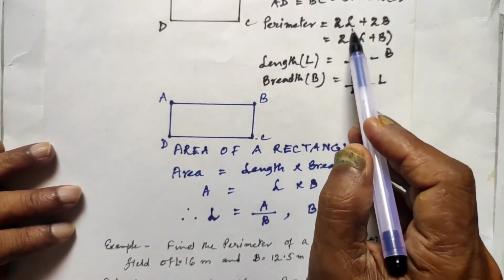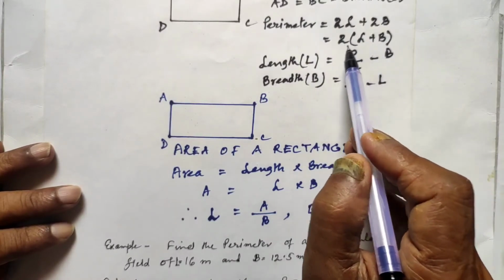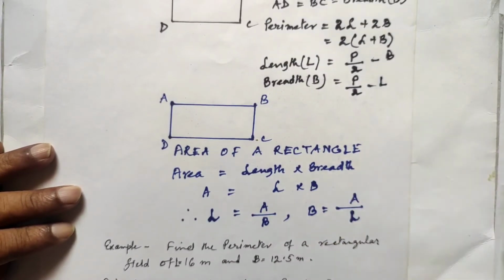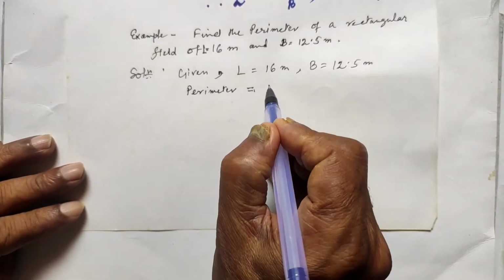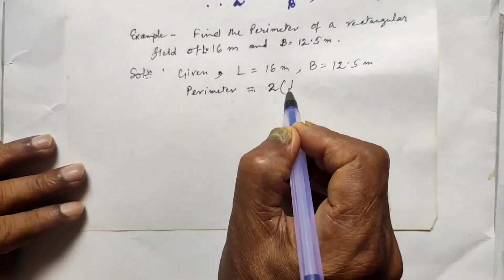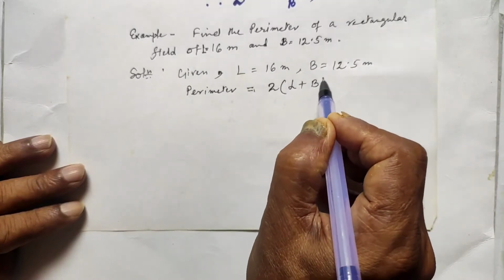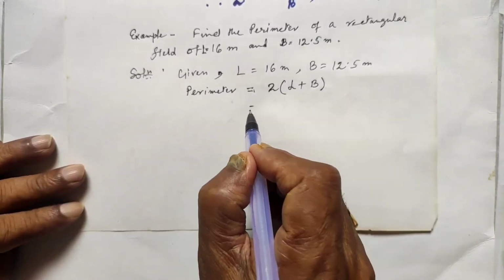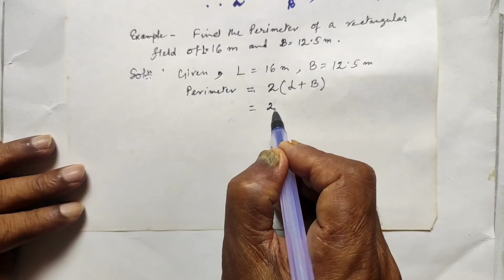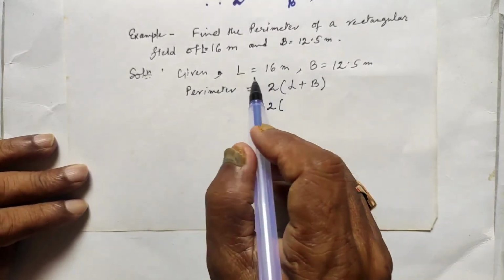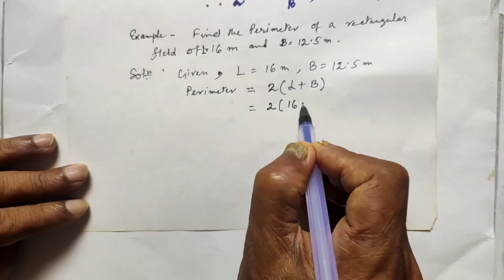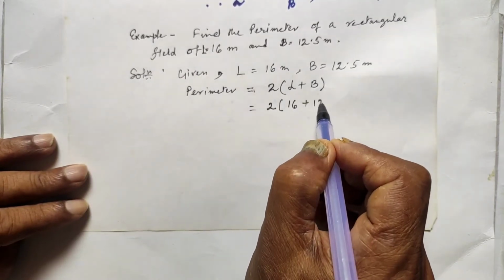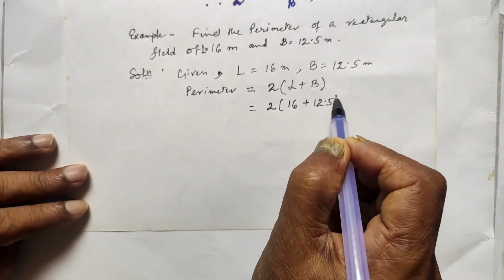Perimeter formula I have already explained to you: 2 times length plus breadth. So if we come down over here, we can easily write 2 times length plus breadth. Here we just apply the formula, and the given data is: length is 16 and breadth is 12.5.